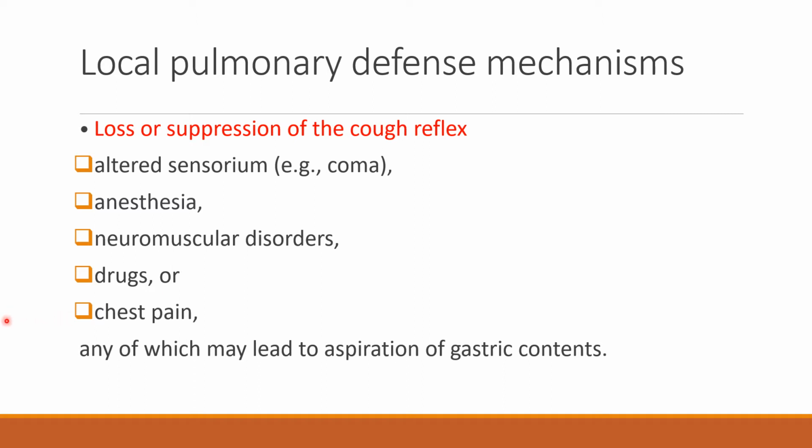So local pulmonary defense mechanisms are impaired when there is a loss or suppression of the cough reflex, and that is seen in persons who have altered sensorium, anesthetized patients, neuromuscular disorders, some drugs or chest pains. All of these may lead to aspiration of gastric contents because of the loss of the cough reflex. And this aspiration of gastric contents will lead to damage to the respiratory lining and damage to the local defense mechanism.